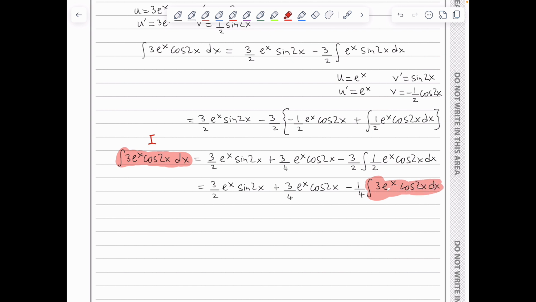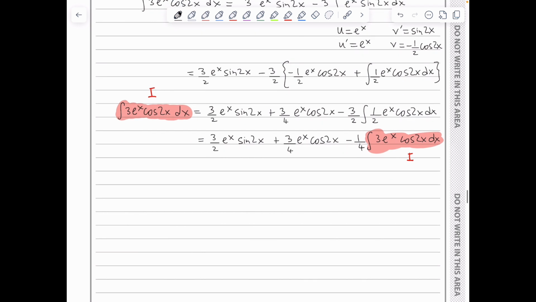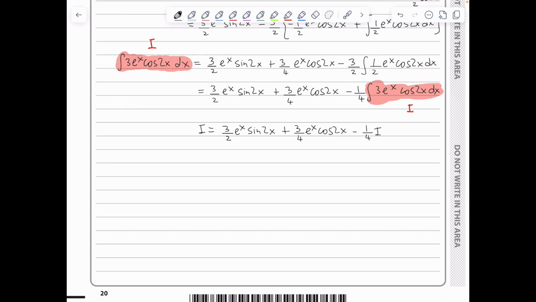So this here is also I, and therefore we can proceed in saying that I is equal to 3 over 2 e to the x sine 2x plus 3 over 4 e to the x cos 2x minus a quarter I. Remember, we're trying to find I here. So if I collect the items on the left hand side, we've got 5 over 4 I is equal to 3 over 2 e to the x sine 2x plus 3 over 4 e to the x cos 2x.